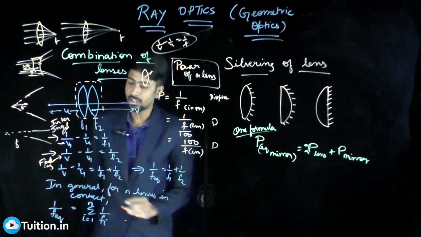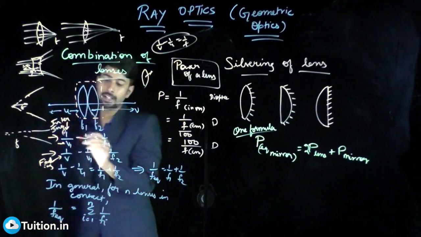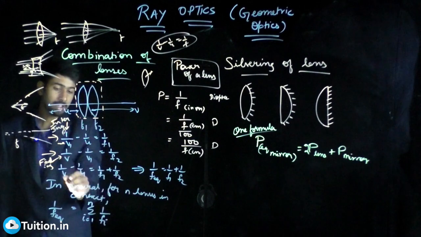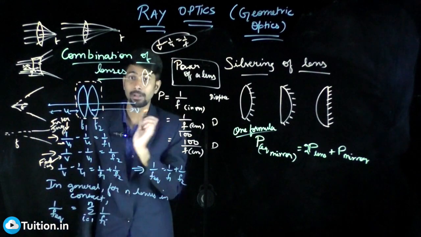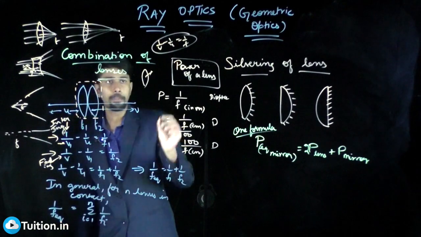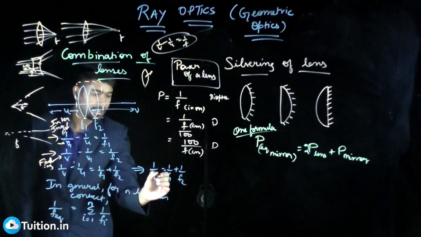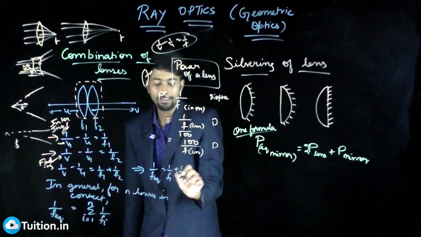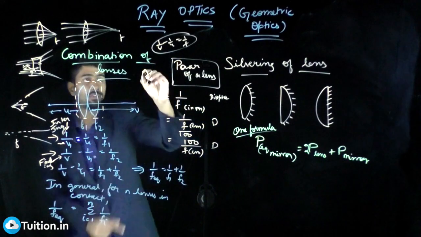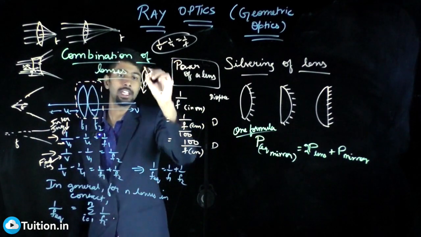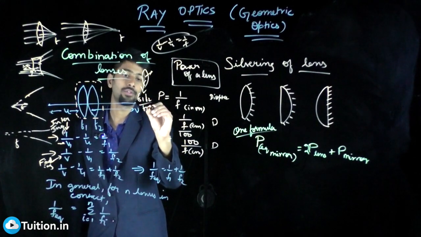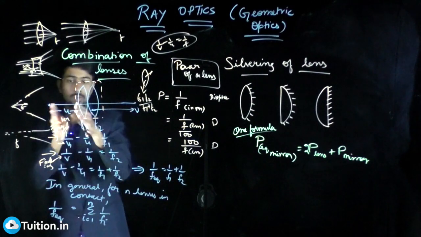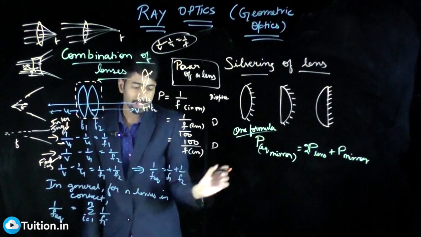and 1 by f2. So if you add these two, the intermediate image, which is acting as the object for the second lens, cancels. So you have 1 by v minus 1 by u is equal to 1 by f1 plus 1 by f2. So if you replace a lens, this is your f equivalent basically. If you have two lenses here, this equivalent lens will have a focal length of f1 f2 by f1 plus f2, according to this equation. If you put that here in 1 by v minus 1 by u is equal to 1 by f, you will get that. So that's how it goes.